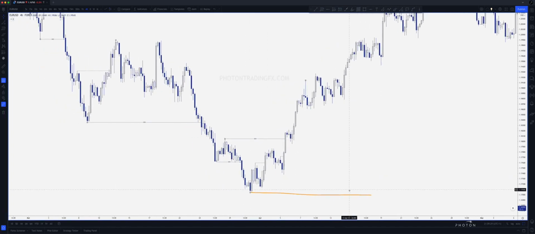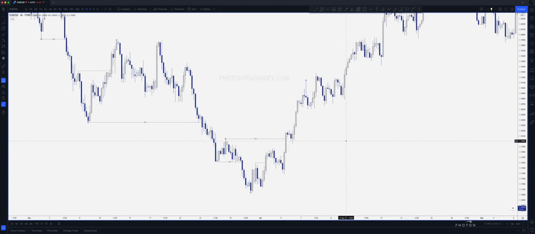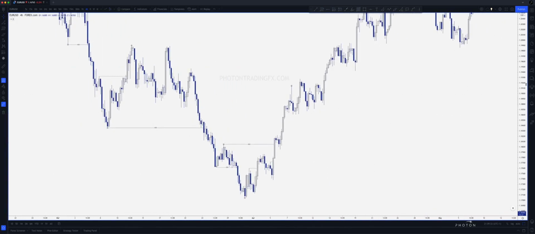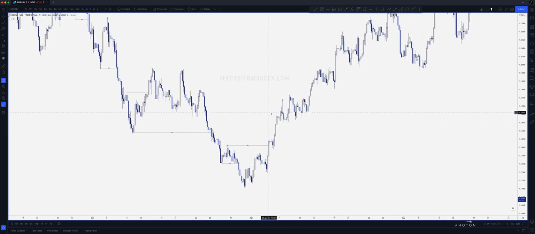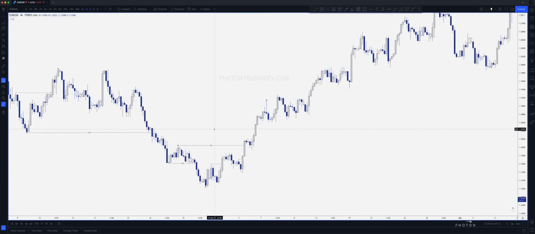So of course, as we go through the course, and we learn more concepts and more analytical tools that we can use, we can then build more confidence and more evidence, rather than purely just looking right at a minor break of structure, at a change of character, in order to take counter trend trades. Okay, but it's just to have that understanding of why it can be aggressive and why it can give you false signals.